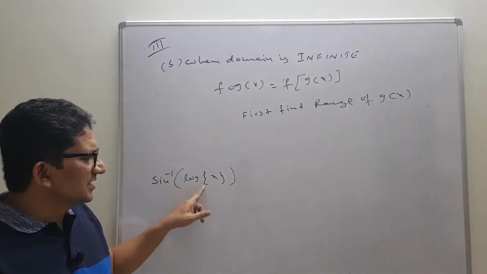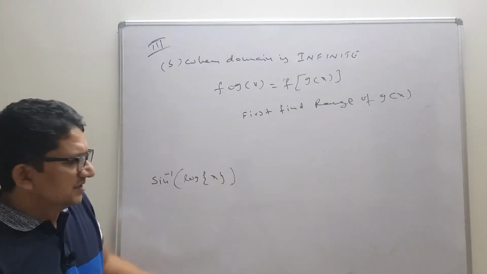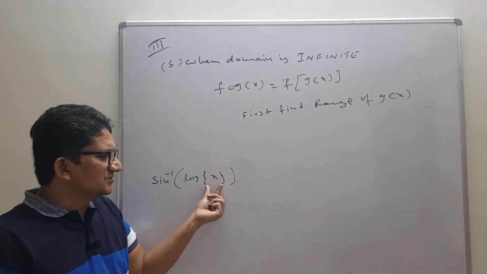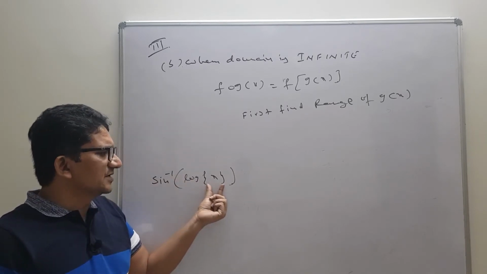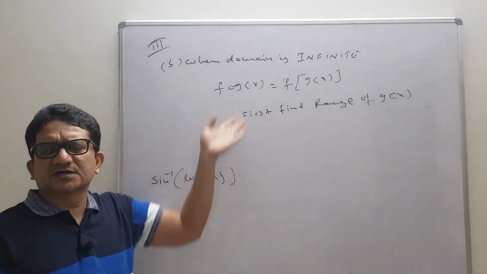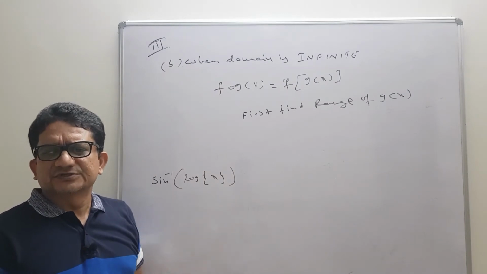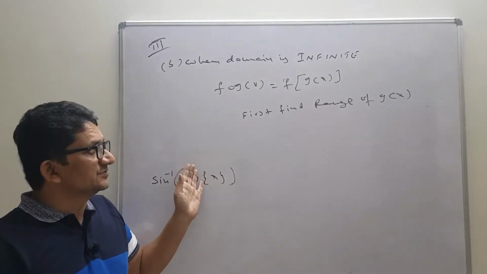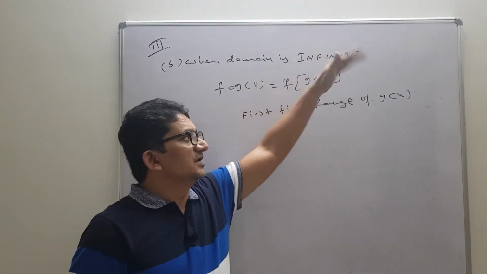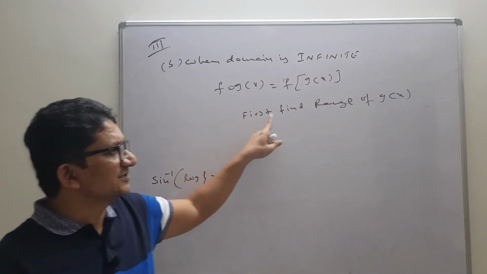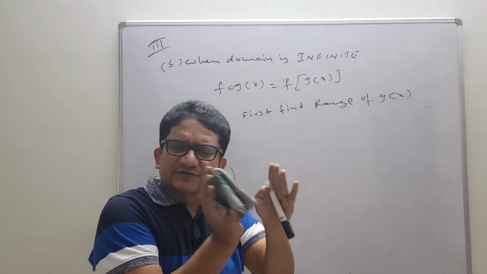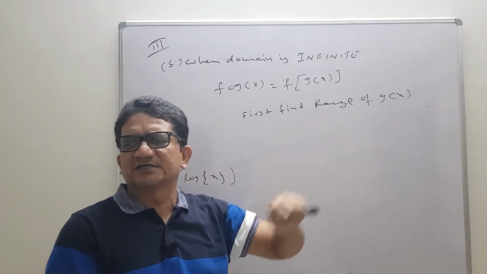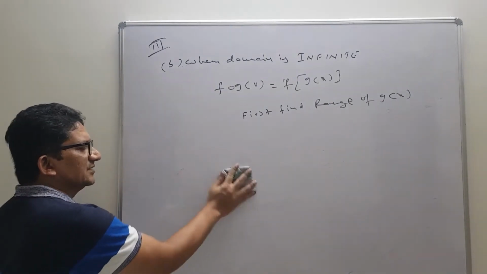Sine inverse of log of fractional part of x. Now if you observe, the domain of the fractional part of x is what? Real numbers. Real numbers means the infinite case only. In such a case, what I am telling is, first find the range of g of x, meaning the innermost function; you find its range. Just for example it is.